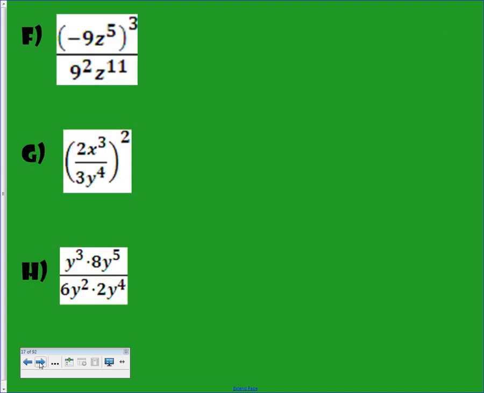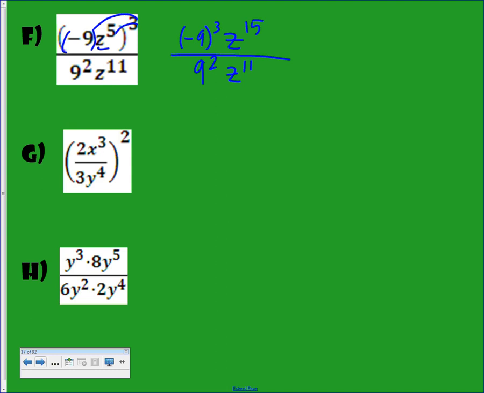Okay, let's try a few more. Let's take a look at f. Okay, again, an exponent on the outside means I need to distribute that. So here I have a negative 9 to the third power. So I'll just write that out, negative 9 to the third. And then I have z to the fifth to the third. That's one base, which means I multiply, so z to the 15th over 9 squared z to the 11th.